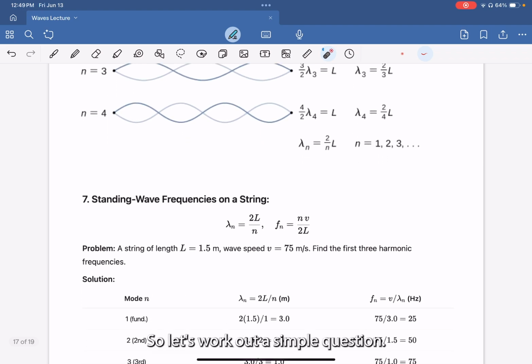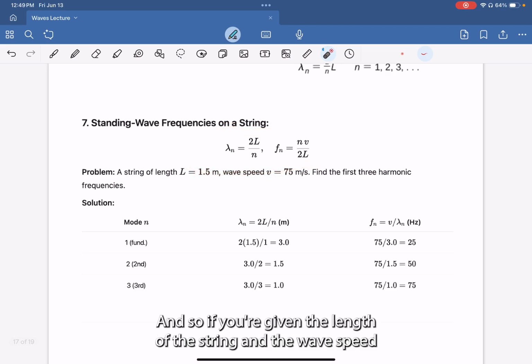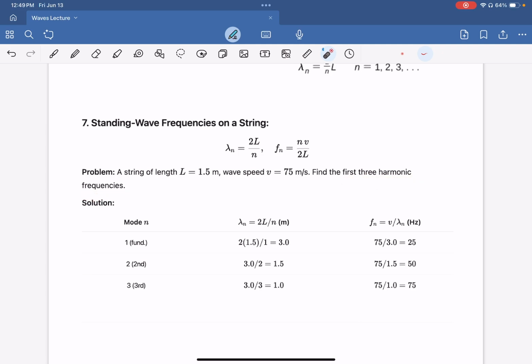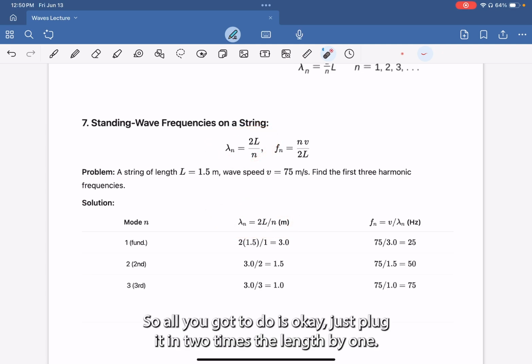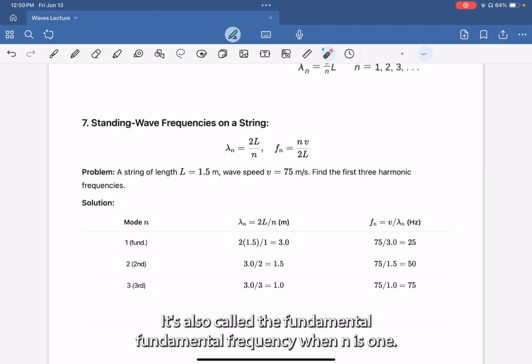So here, let's work out a simple question. We know these equations. And so if you're given the length of the string and the wave speed, can you find the first three harmonic frequencies? Yes, because we know this. Lambda is 2L by n. So all you got to do is, okay, just plug it in. 2 times the length by 1, you get 3.0. That's the first harmonic. It's also called the fundamental frequency when n is 1.